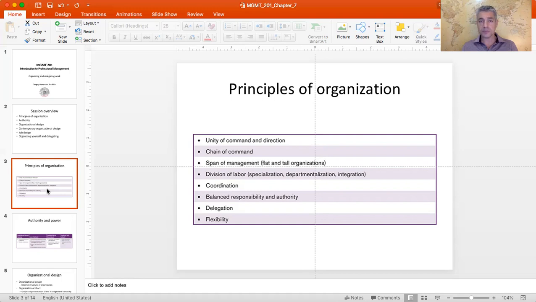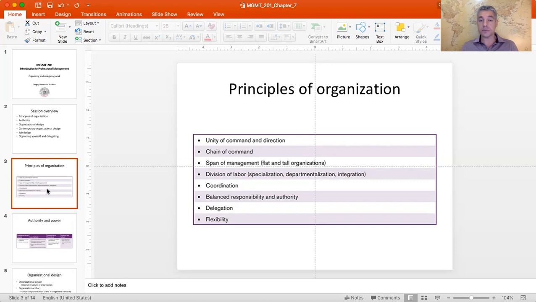And the single most important principle that I would suggest you really remember, if there's one thing you take away from this session, is this one principle: the unity of command and direction. It sounds a bit abstract, but basically what it says is that each employee within the organization should only have one boss.